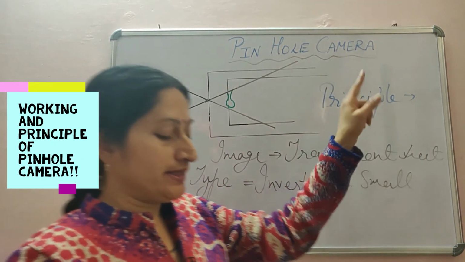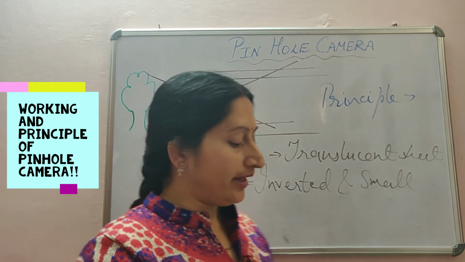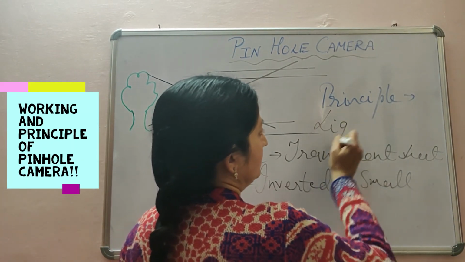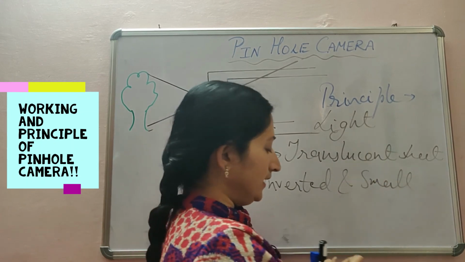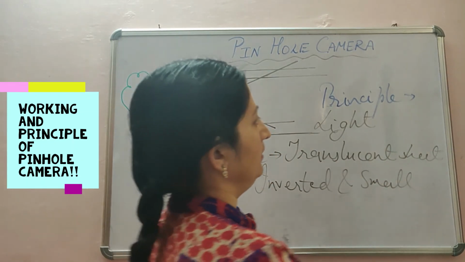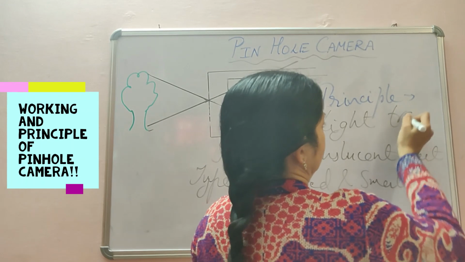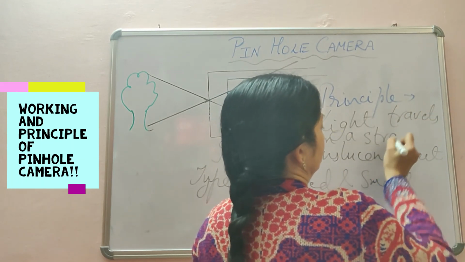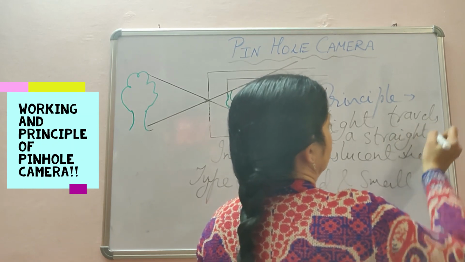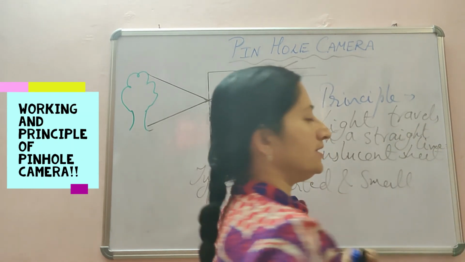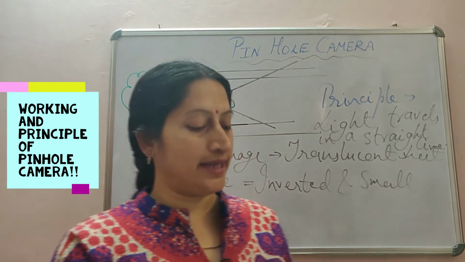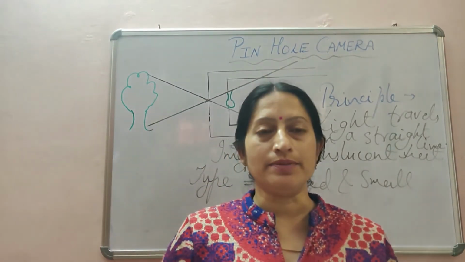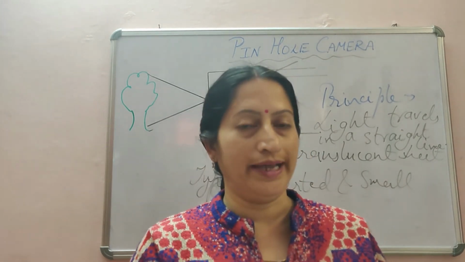And what is the principle of working? Let's understand that. Its principle of working is that light travels in a straight line. This is the principle of working, or we can say rectilinear propagation of light. That is the principle of working of this pinhole camera.